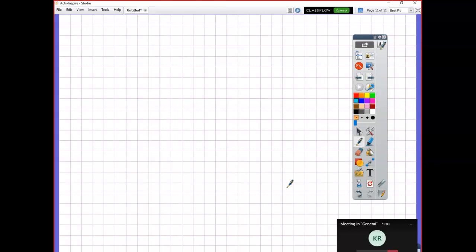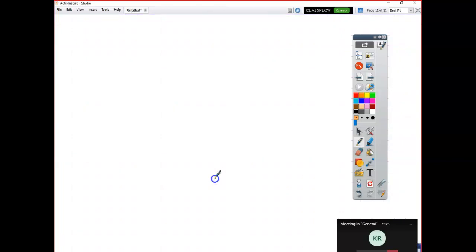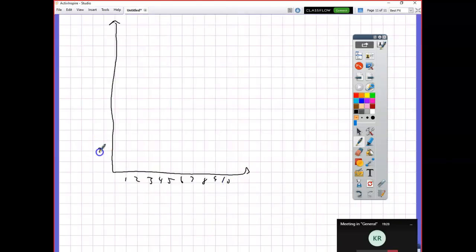$20 an hour. Okay, so if you work 1 hour, you make 20. Wait, no, we all know how this works. 2 hours, 40. I'm going to graph how much money you make versus hours, and then we're going to discover something a little strange about this graph. 1, 2, 3, 4, 5, 6, 7, 8, 9, 10, and I'll go 20, 40, 60, 80. So at 1 you make 20, 2 you make 40, 3 you make 60. We're all feeling good about that so far.